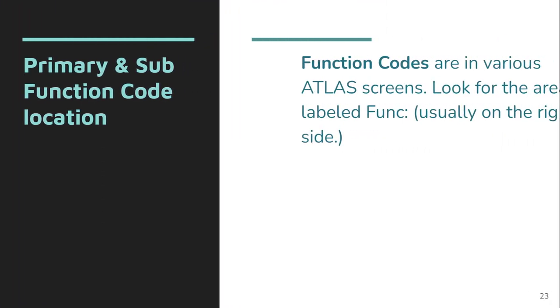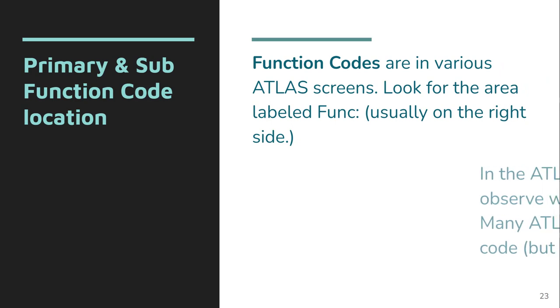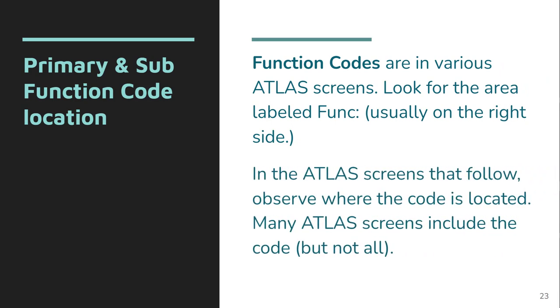Function codes are in various Atlas screens. Look for the area labeled FUNC, usually on the right side, in the Atlas screens that follow. Observe where the code is located. Many Atlas screens include the code, but not all.